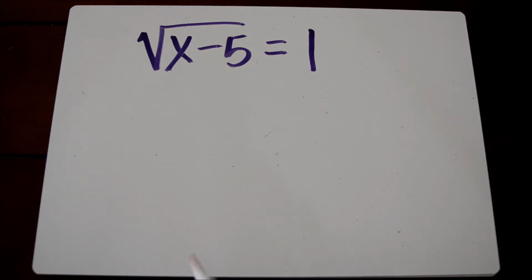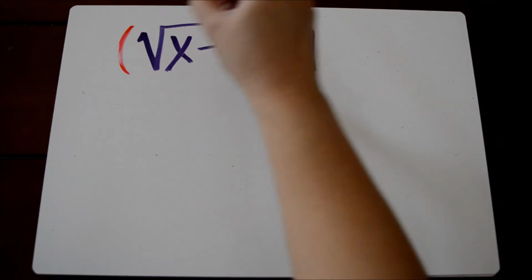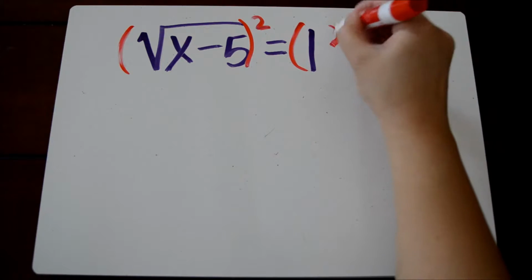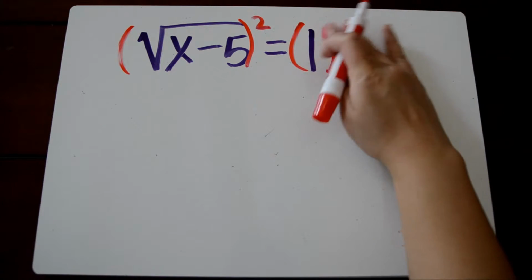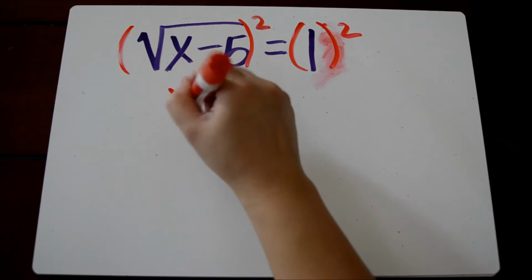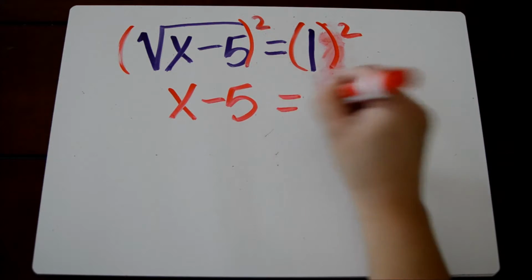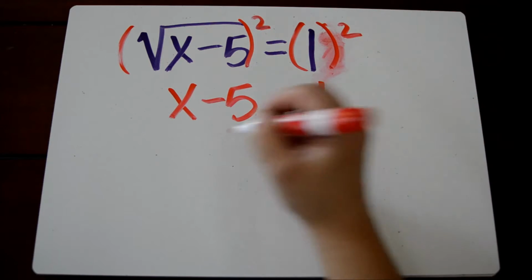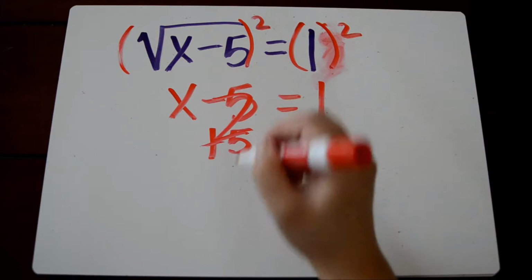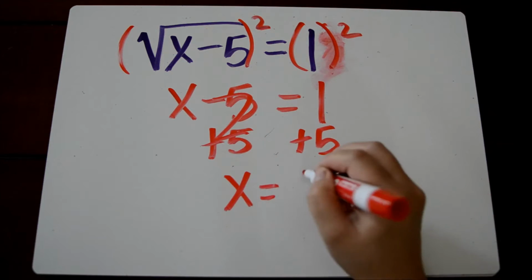Here, the radical symbol is already by itself, so we don't have to isolate the radical. We need to undo it by squaring both sides of the equation. So here we're going to get x minus 5 equals 1, because 1 squared is just 1. We'll add 5 to both sides of our equation, and we get x is equal to 6.